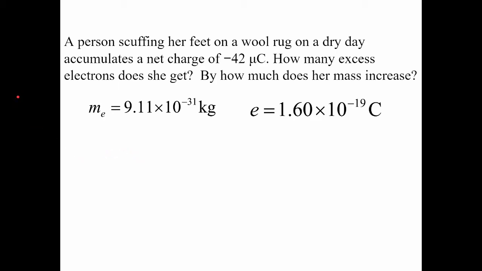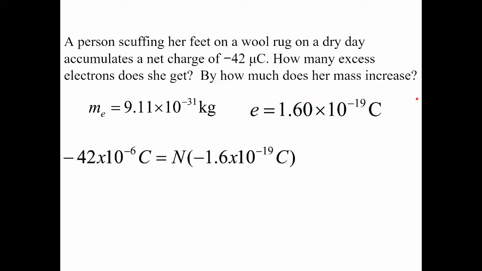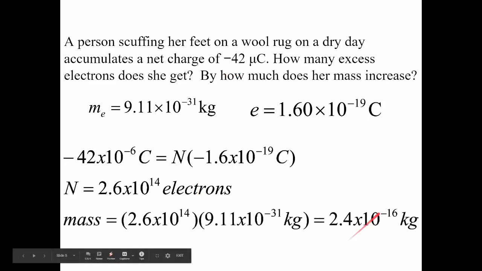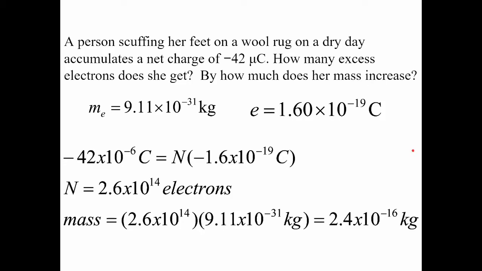We're going to use the same equation, Q equals NE. Q, however, this time is going to be negative 42 times 10 to the negative 6. Micro means 10 to the negative 6, so I can simply replace micro with times 10 to the negative 6. Equals N, some number of electrons, times the elementary charge. You'll note that the elementary charge here is given as a negative because we have negative charges and we are talking about electrons. I can use this to find out how many electrons there are with simple division, and then I can take that number of electrons and multiply it by the mass of one electron to find the value by which her mass has increased.